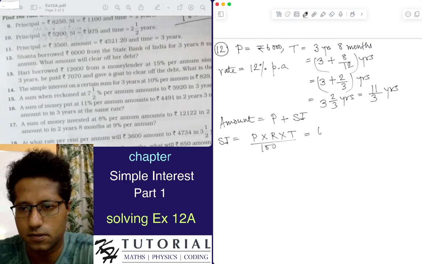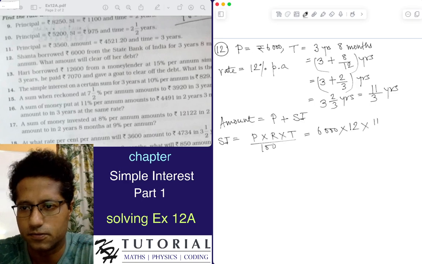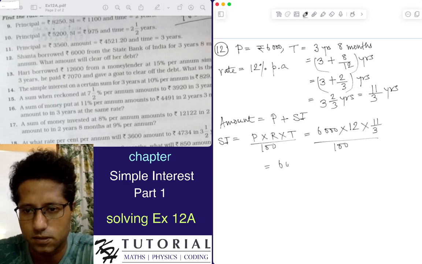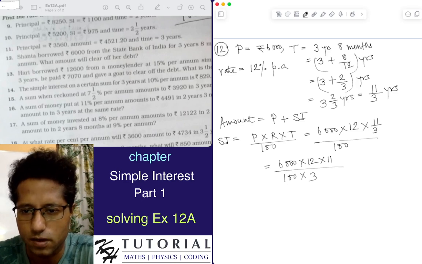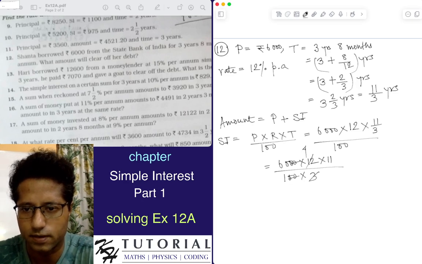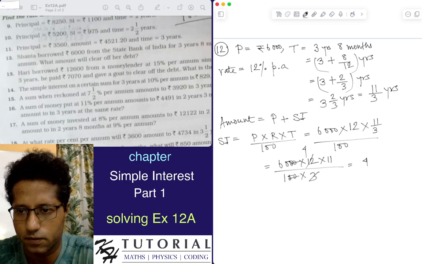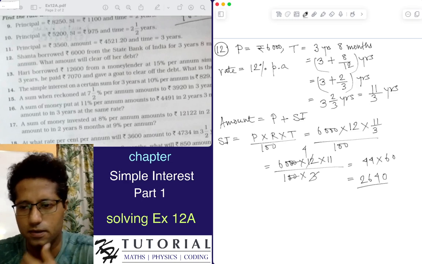Now P is 6,000, R is 12, and T is 11 by 3, by 100. This is equal to 6,000 into 12 into 11 divided by 100 into 3. So 100 cancels with 6,000's 2 zeros. 3 divides 12 with 4. So we have here 44 into 60. This is 2640 is the simple interest or the interest.